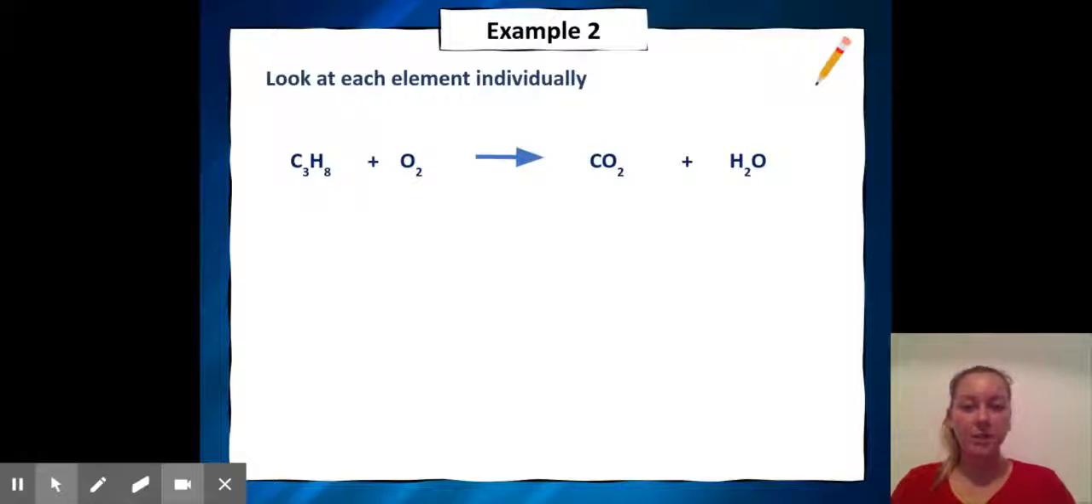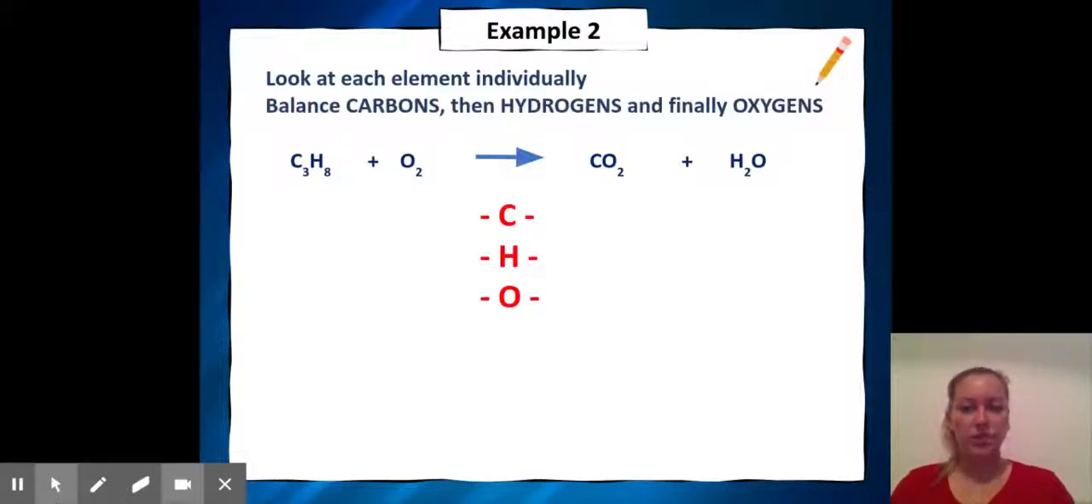Our next example is another combustion reaction, so we're reacting a compound with oxygen. This time we have propane. So we have C3H8 plus O2 gives CO2 and H2O. Let's write our CHO again, our carbons, hydrogens and oxygens, and let's count the numbers of each atom we have on both sides of the equation. We have 3 carbons on the left and 1 on the right hand side, 8 hydrogens this time on the left and 2 on the right hand side, and 2 oxygens on the left and 3 on the right.